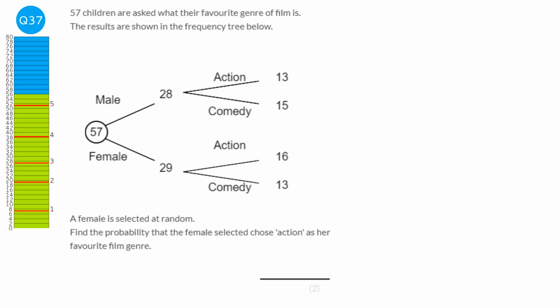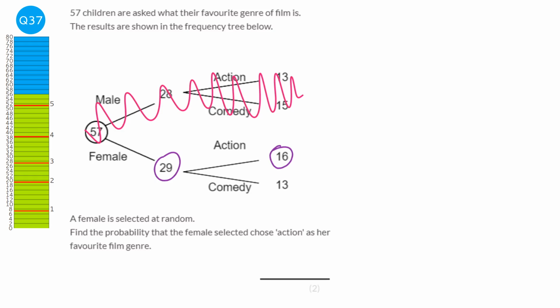The important thing to realise in this question is that we know a female has been selected. So we can just get rid of all of this part of the frequency tree because it's not relevant. There are 29 females altogether, and we're looking for the probability that the female chosen at random picked action. So it's simply 16 over 29.